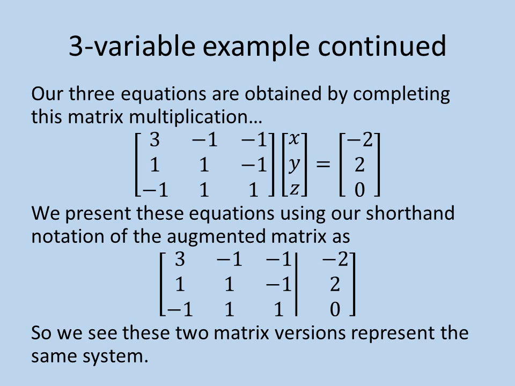If we continue with the same example, then our three equations are obtained from completing this matrix multiplication, and we represent the equations in our shorthand augmented matrix form with that vertical line, and then we just have a single matrix. That's the augmented matrix shown there at the bottom. And those two different versions of representing this system of equations actually represent the same thing. So you do need to get used to that shorthand.